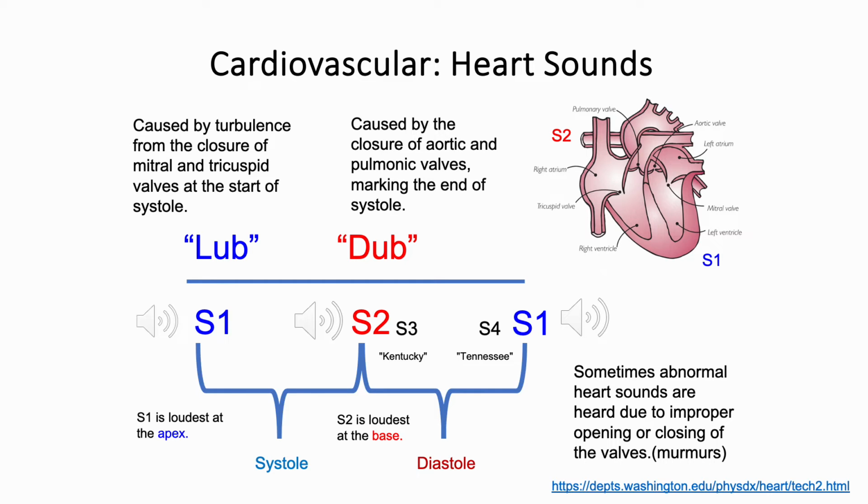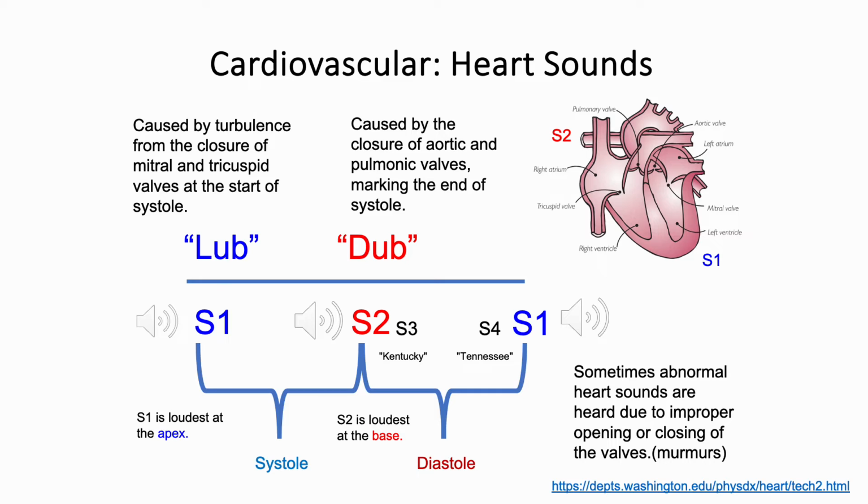Once we move to the dub, we're actually starting diastole or rest. And this is where you're going to appreciate the dub sound. So lub dub, lub dub. You're going to appreciate the S2 louder at the base or the top of the heart. Now, this doesn't mean that you only hear S2 at the base and S1 at the apex. It just means that the intensity of the sound is louder for S1 at the apex and louder for S2 at the base.